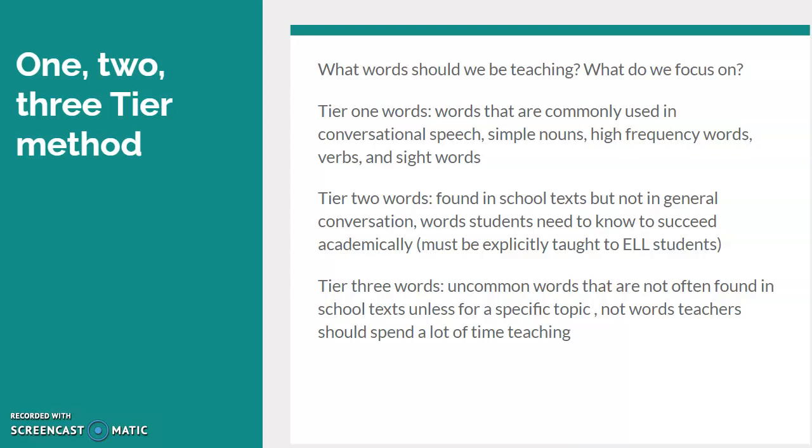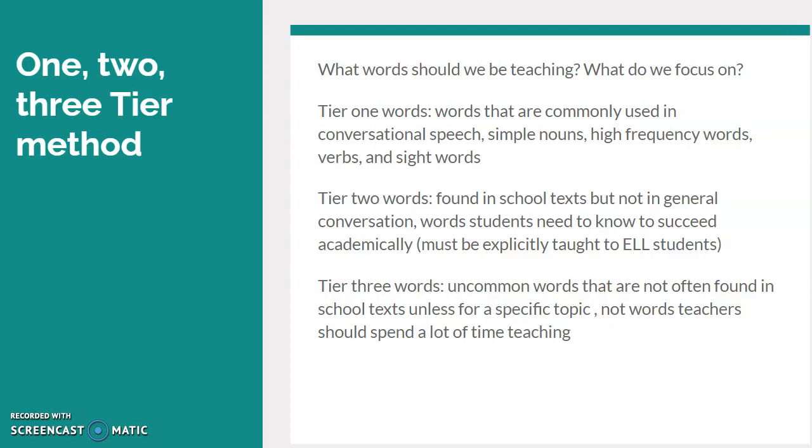So, tier 1 are words that are commonly used in conversational speech. These are words that, like mentioned before, English language learners would most likely know already, words that they use in their daily life, simple nouns, high frequency words, verbs, and sight words. And these are words that often don't need to be taught because they already know them.